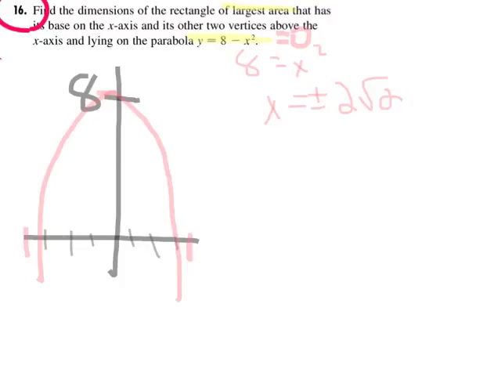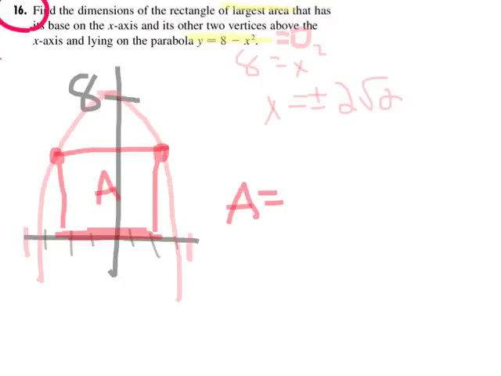It has its base, let me pick a different color. It has its base down here, and it has its other two vertices on the parabola. So this area right here is what we're trying to maximize. So we need a formula for that area. Well, you know that the area of a rectangle is base times height, so we just have to figure out what's the base and what's the height.